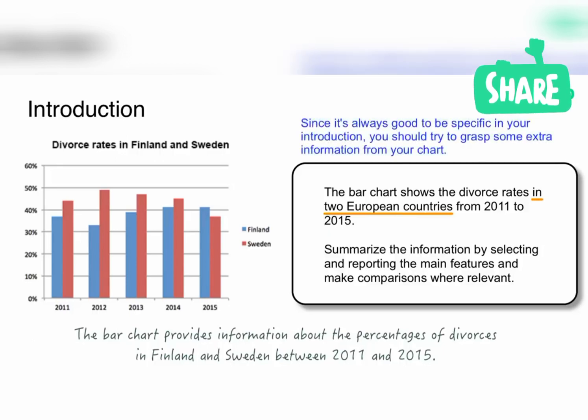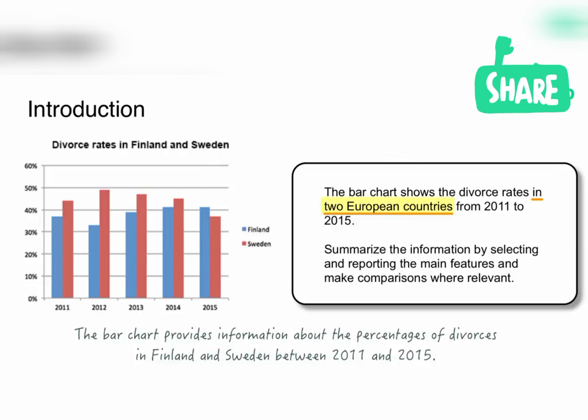Since it's always good to be specific in your introduction, you should try to grasp some extra information from your chart. What are those 2 European countries? Do we know? In fact, we do. Those are Finland and Sweden. So we'll use this information in our introduction by writing in Finland and Sweden.